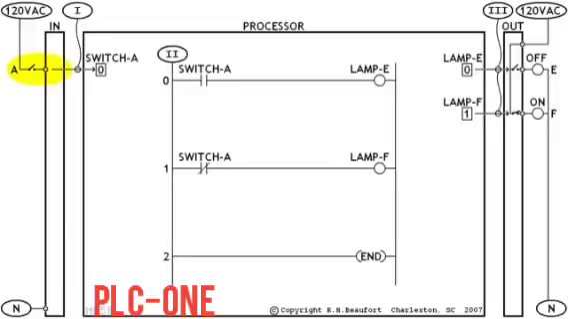Now let's go to switch A and turn it on and see what happens. The processor comes around to do step 1 of the next scan cycle. Do we have current here? Yes. So the bit gets updated with a 1. And now on to step 2 of the scan cycle.